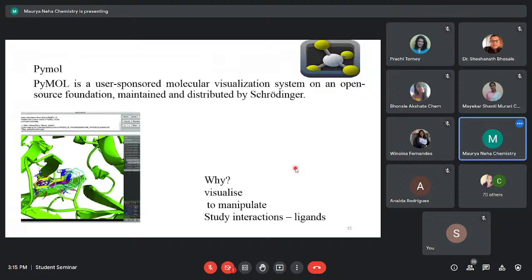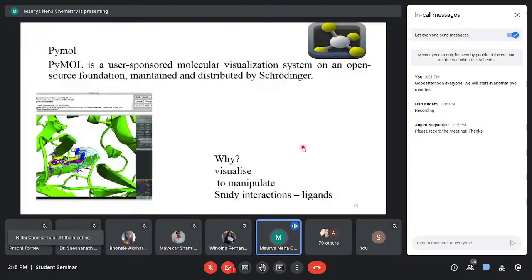So if I get time in the end, I can show the working of this software and how it helps us study the protein or any other molecule: how the active site works, how the molecule interacts with ligands, which residues or atoms are involved, and what the distances are. Everything can be studied using this tool.